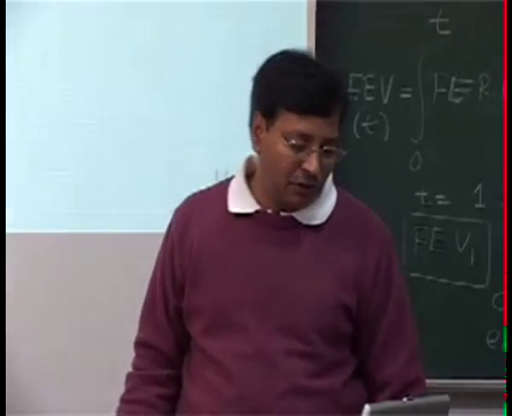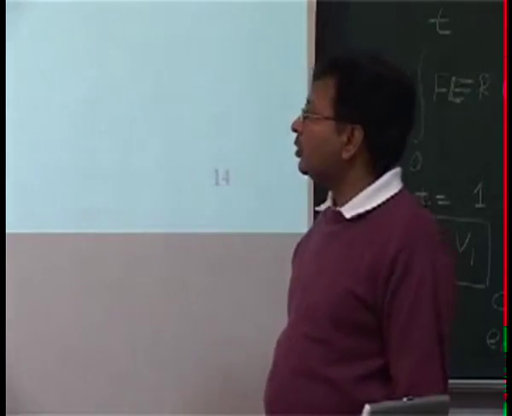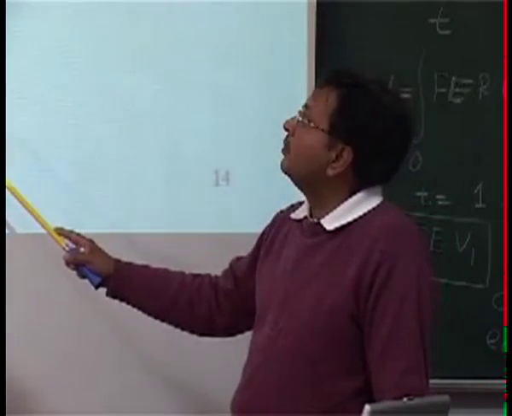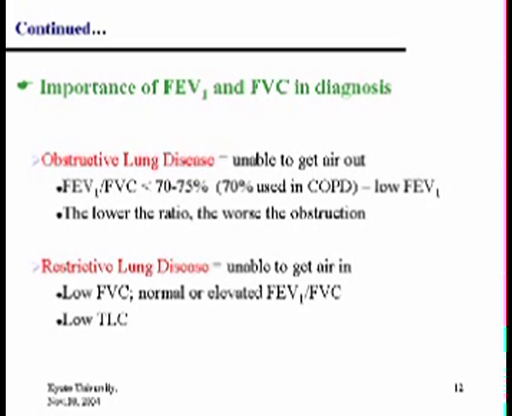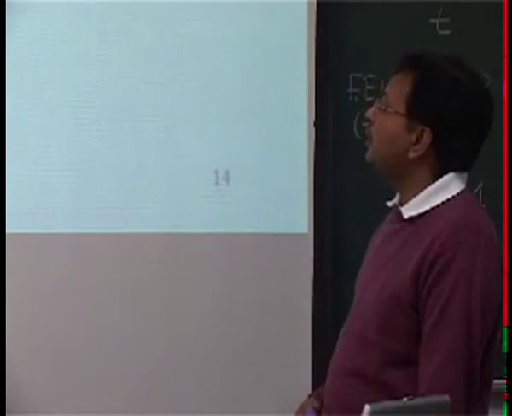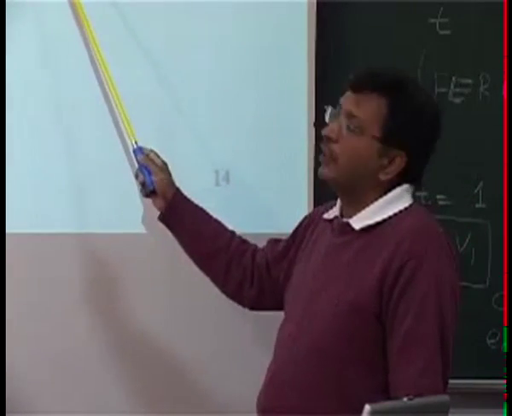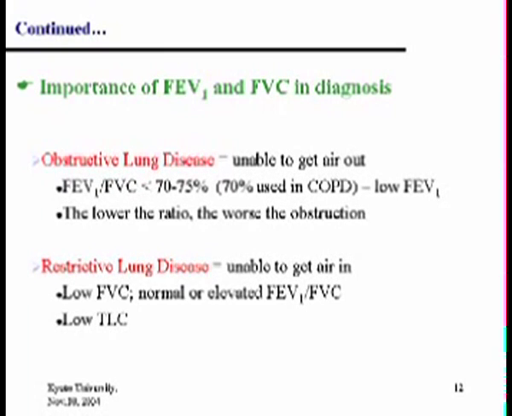I want to define two things for you: restrictive lung disease and obstructive lung disease. When people are unable to get the air out, that is called obstruction. Most air pollution diseases are in the category of COPD. What does COPD stand for? Chronic obstructive pulmonary disease.